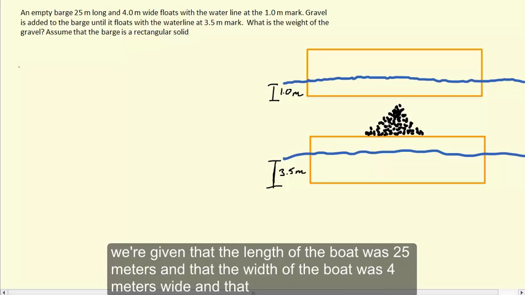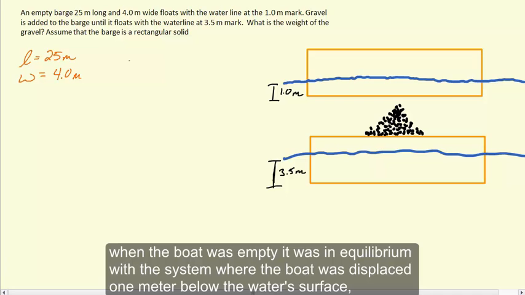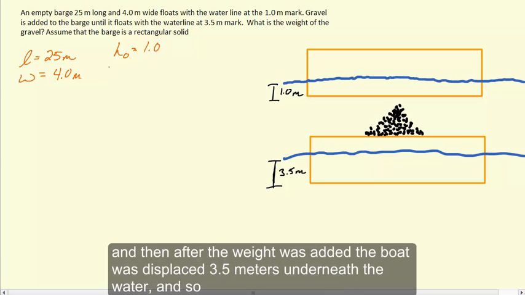We're given that the length of the boat was 25 meters, and that the width of the boat was 4 meters wide, and that when the boat was empty, it was in equilibrium with the system, where the boat was displaced 1 meter below the water surface, and then after the weight was added, the boat was displaced 3.5 meters underneath the water.